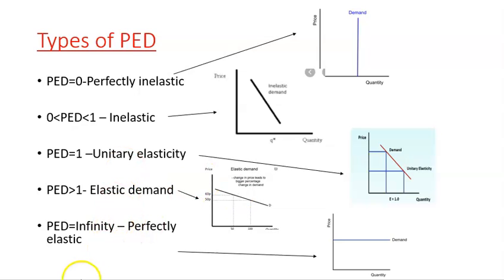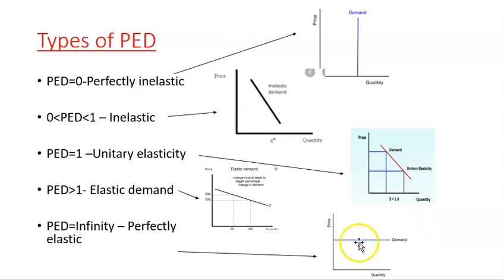Okay, then the last one we have is PED is equal to infinity. So your change in price is equal to 0, because remember, anything over 0 is equal to infinity. This is a perfectly elastic demand, guys. And what that basically means is that your price is basically going to be kept constant. And if your price is kept constant, that can cause any change in quantity demanded, guys.